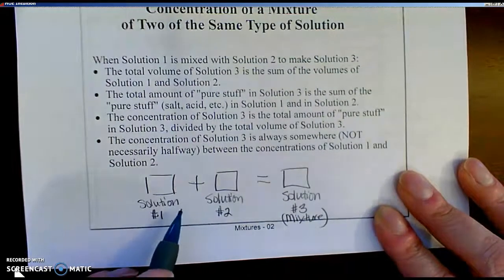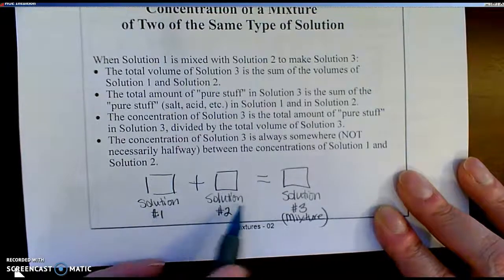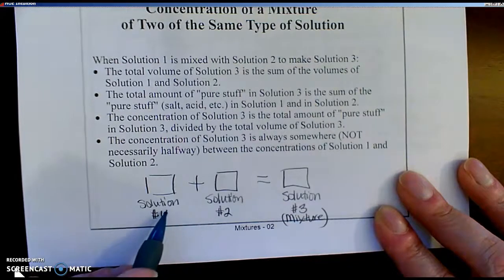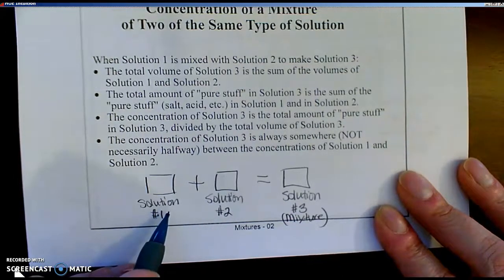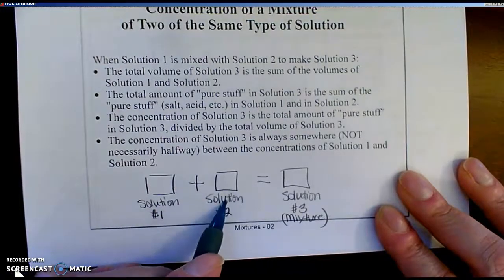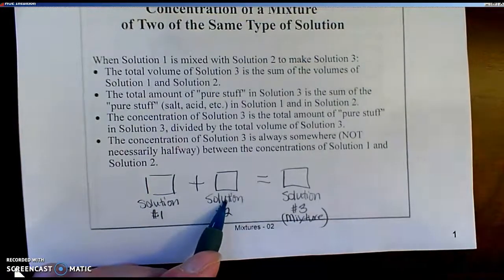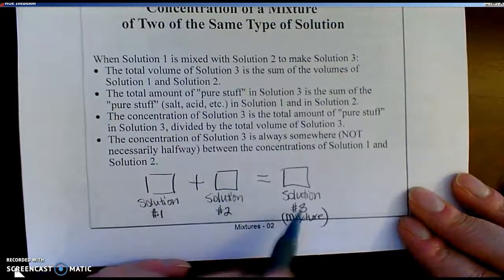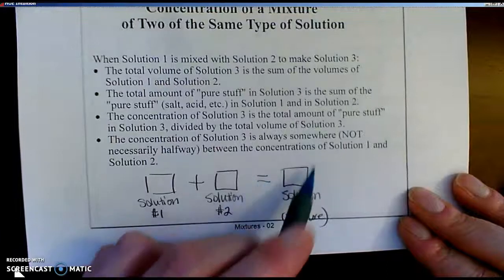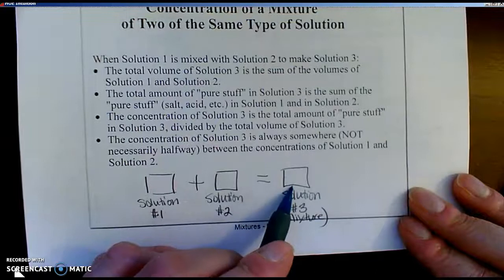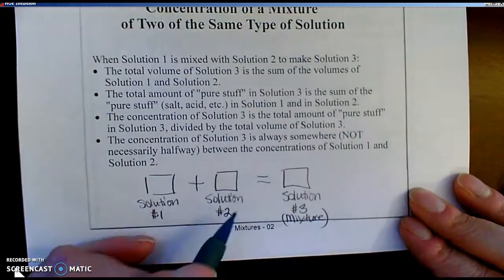And the other thing we need to know is that when we are considering the concentration of the mixture, you can think about it in terms of the partial volume of the pure stuff. So if it's an acid solution, the amount of acid from the first solution plus the amount of acid from the second solution is going to add up to the total amount of acid, or whatever the pure stuff is, in that mixture of the solutions if you had made it from scratch.